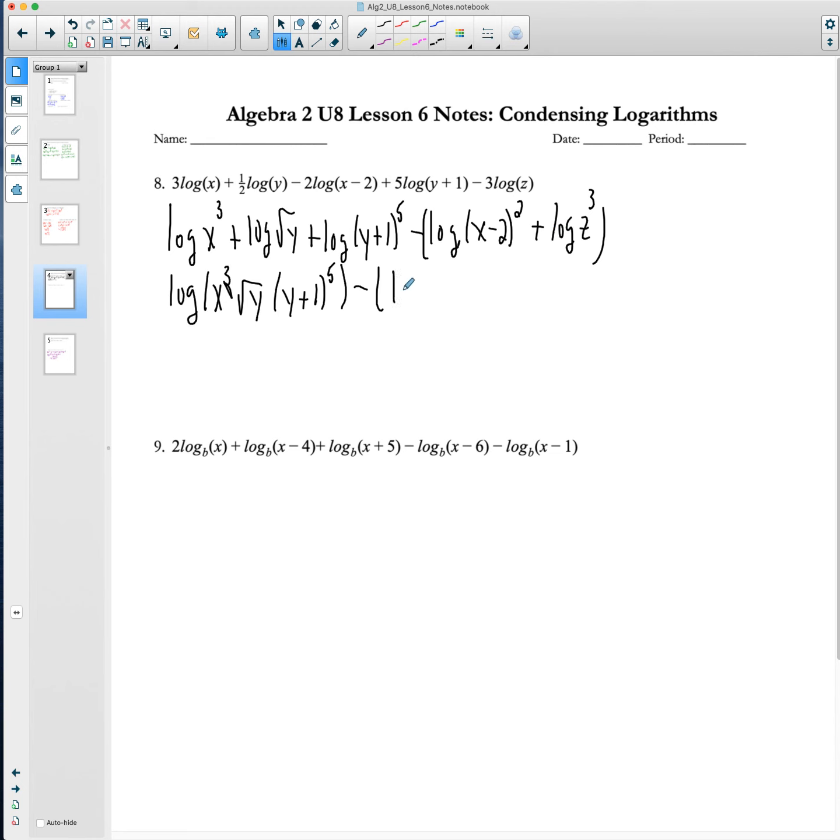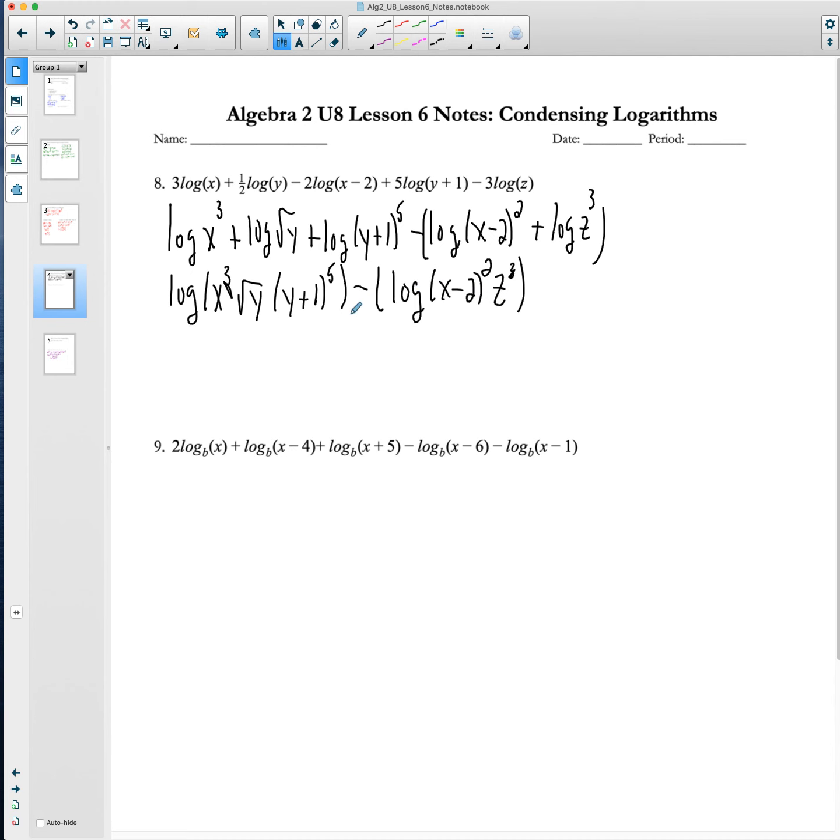And so that becomes log of x minus 2 squared times z cubed. All right, and that's why I wanted those negatives together, because then I can factor that negative out of all those terms, and I can use the product rule on those.